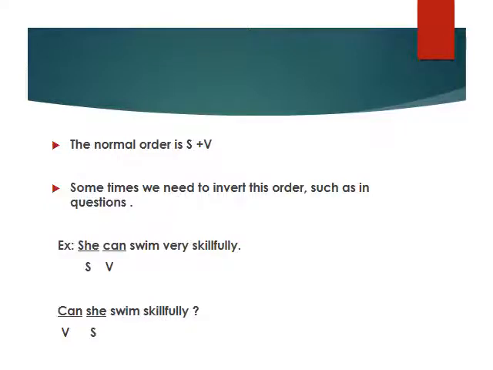The normal order of a sentence is that we have the subject, then the verb. So the subject comes first, then it is followed by the verb. For example, she can swim very skillfully. Here we have the subject she, then we have can swim, which is the verb. Sometimes this order needs to be inverted, meaning that we should put the verb before the subject.